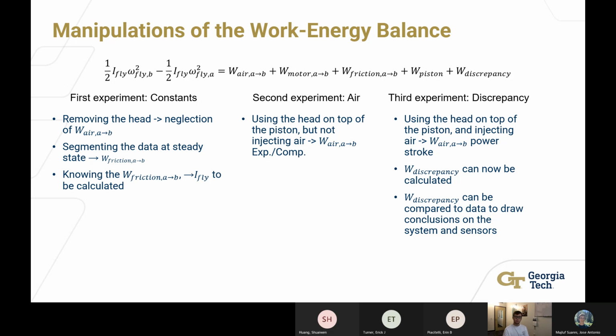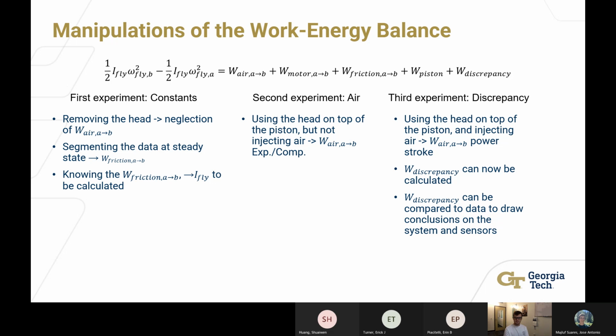So to re-summarize what we've been doing so far in terms of the work energy balance, which is listed at the top, for the first round of experiments, we removed the head from the engine. What this does is completely remove the work due to air term. We neglect discrepancy in piston work.